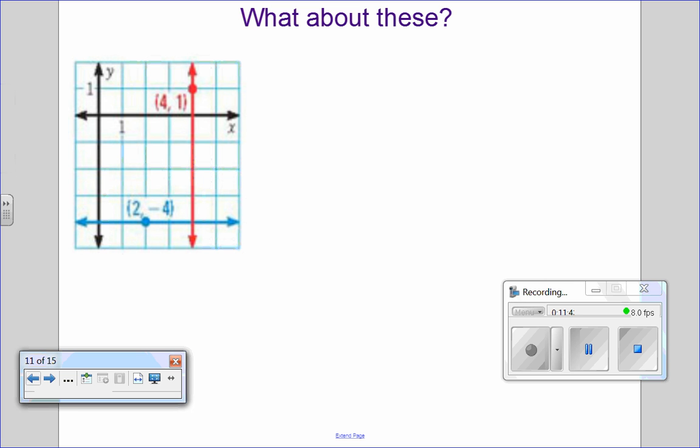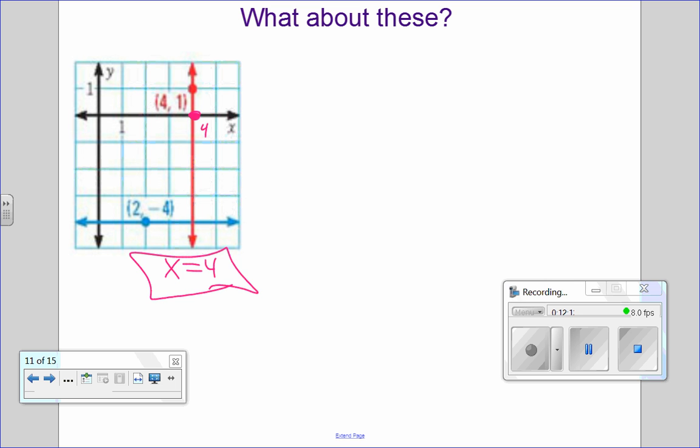We don't want to skip a problem with a vertical line. We've done it in the past, but you might have forgotten. It's been about a month. So let's look at the red line first. The red line goes straight up and down and crosses through the x-axis where? What's that coordinate right there? 4. So is it y equals 4 or x equals 4 for the red line? X equals 4. If it crosses the x-axis at 4, it's x equals 4.